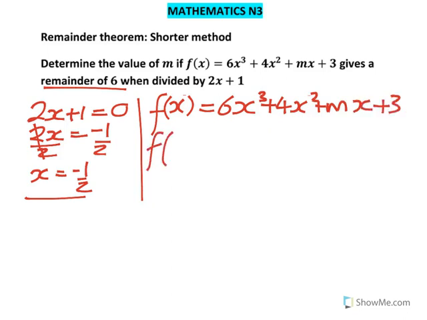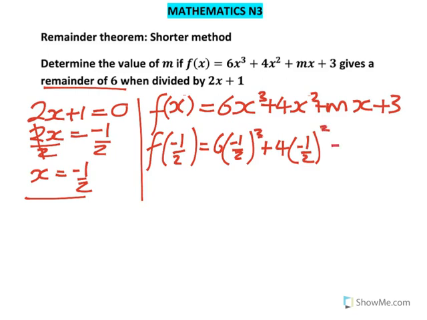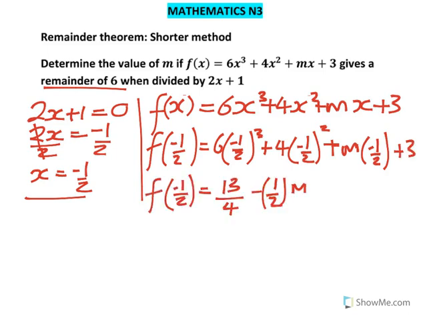Now we are going to have f of minus half is equal to 6. So what am I having now? It's minus half cubed plus 4 minus half squared plus m, remember, x is what? m times minus half plus 3. So this is what you're going to have if you finalize it. But remember, they told us that the remainder is 6. So you're going to have 13 over 4 minus 1 over 2m is equal to 6.